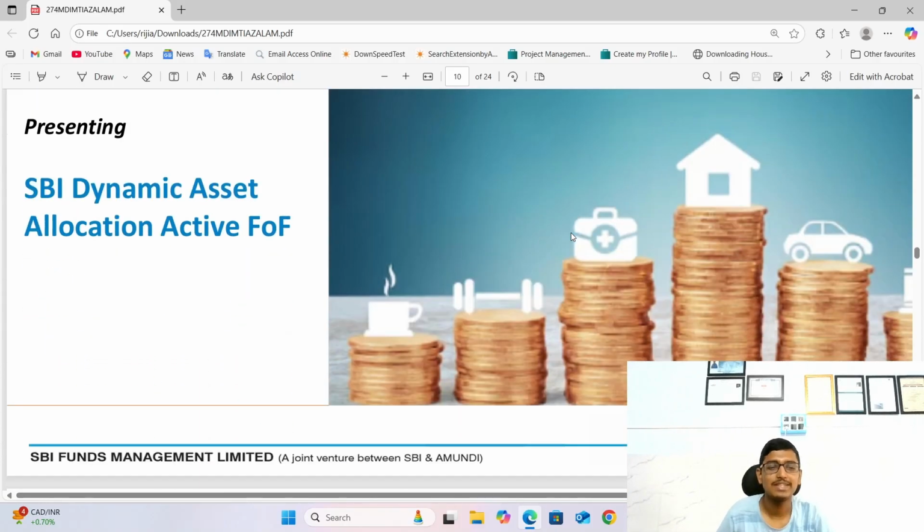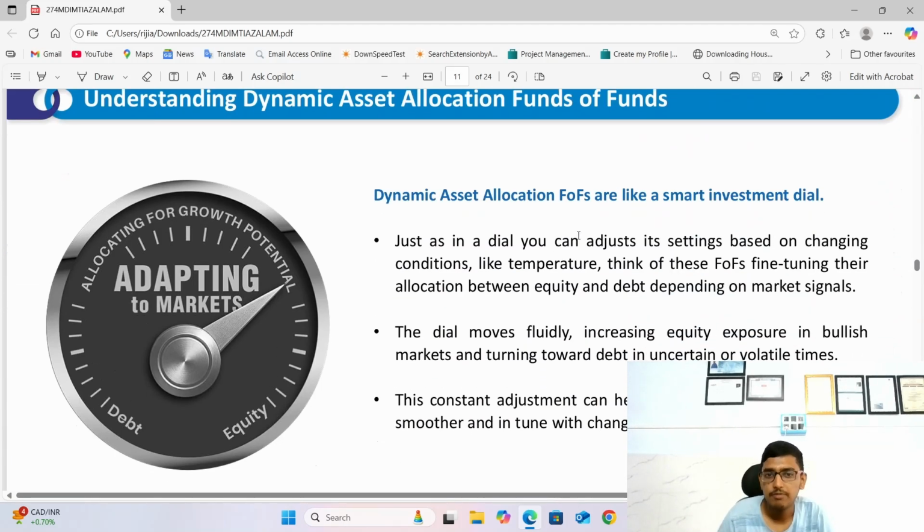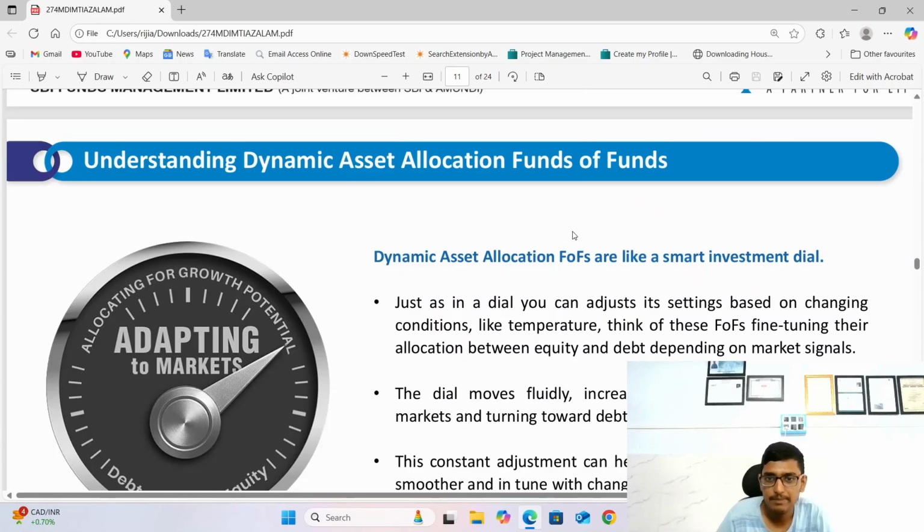Most importantly, presenting SBI Dynamic Asset Allocation Fund of Funds. At first we need to understand what a dynamic asset allocation fund of funds is. Dynamic asset allocation funds of funds are like a smart investment dial. Just as with a dial you can adjust its settings based on changing conditions like temperature, think of these FOFs fine tuning their allocation between equity and debt depending on market signals. So what does this type of fund do? They fine tune your asset allocation between equity and debt depending on the signals they get from the market.